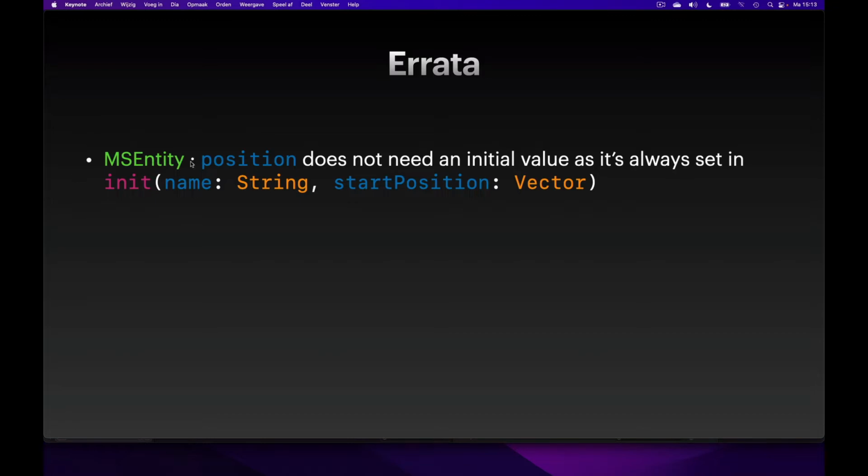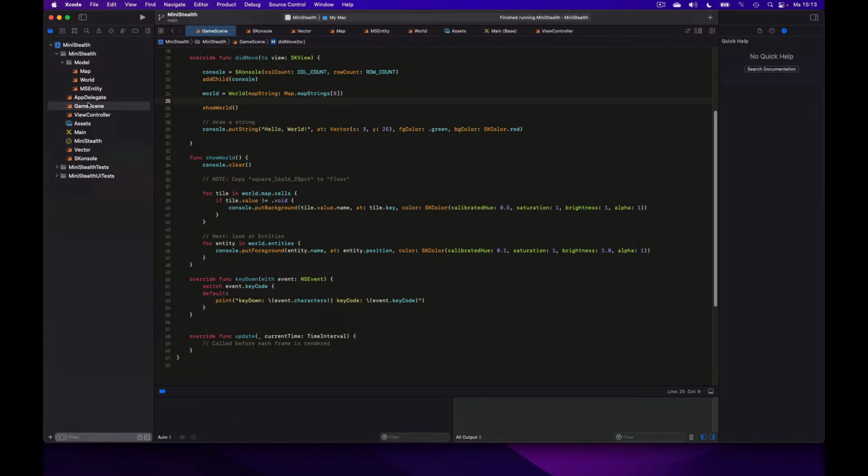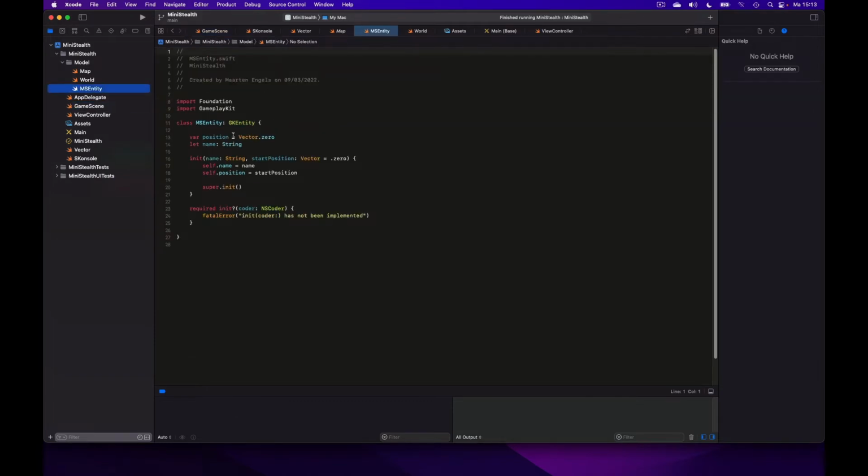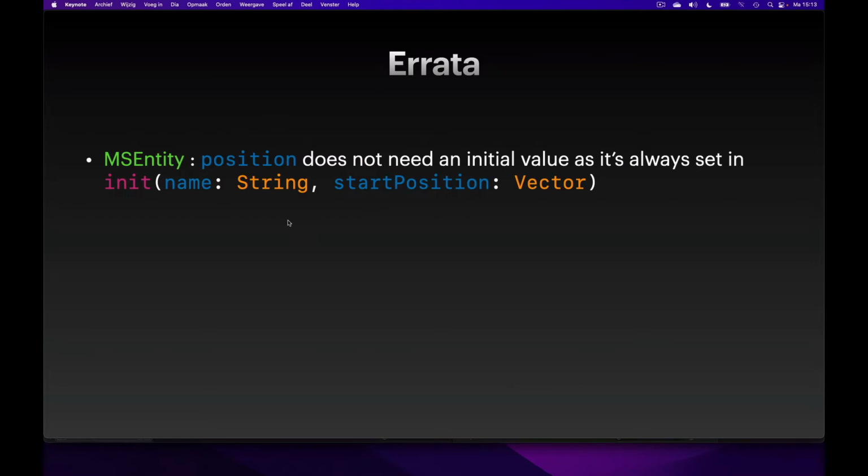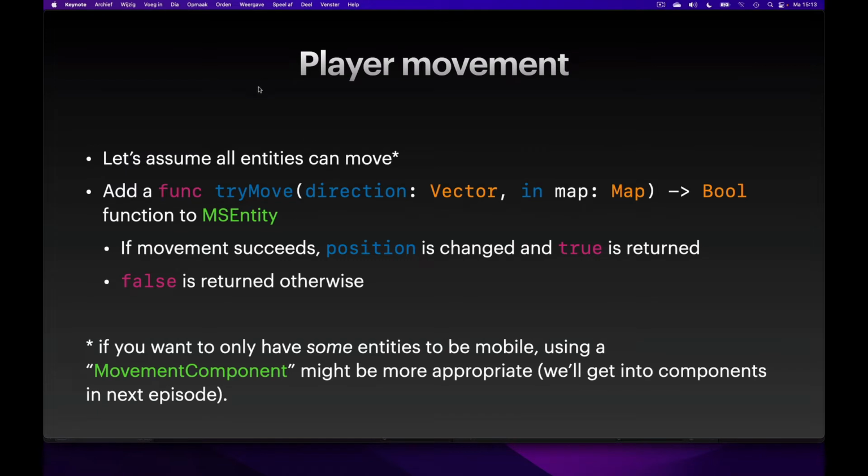In our MS entity class, we're setting an initial value for the position, and that's not really necessary because the initializer takes care of that itself, so we only need to annotate the type here. This isn't really a functional change or a bug fix, it's just a bit cleaner, I think. So let's talk about player movement.